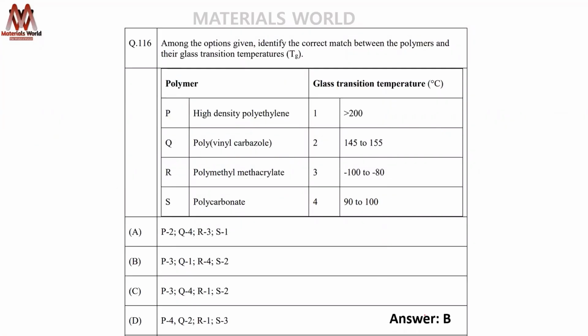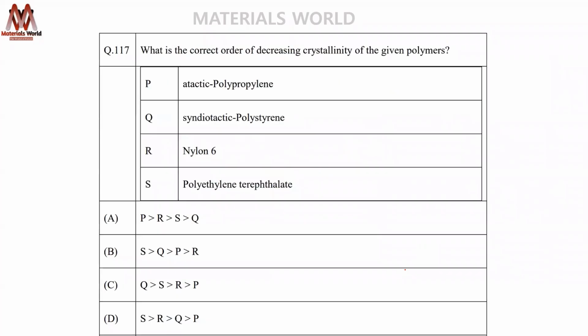Now this question was straightforward. Its answer is P, if you know typical Tg values. Now this question was quite easy. If you see, its answer is D.